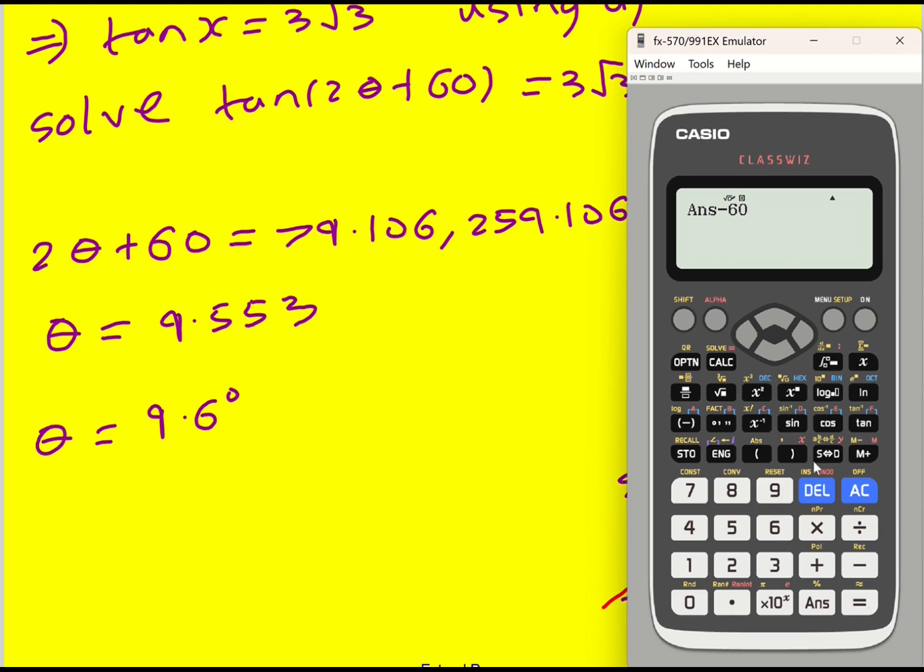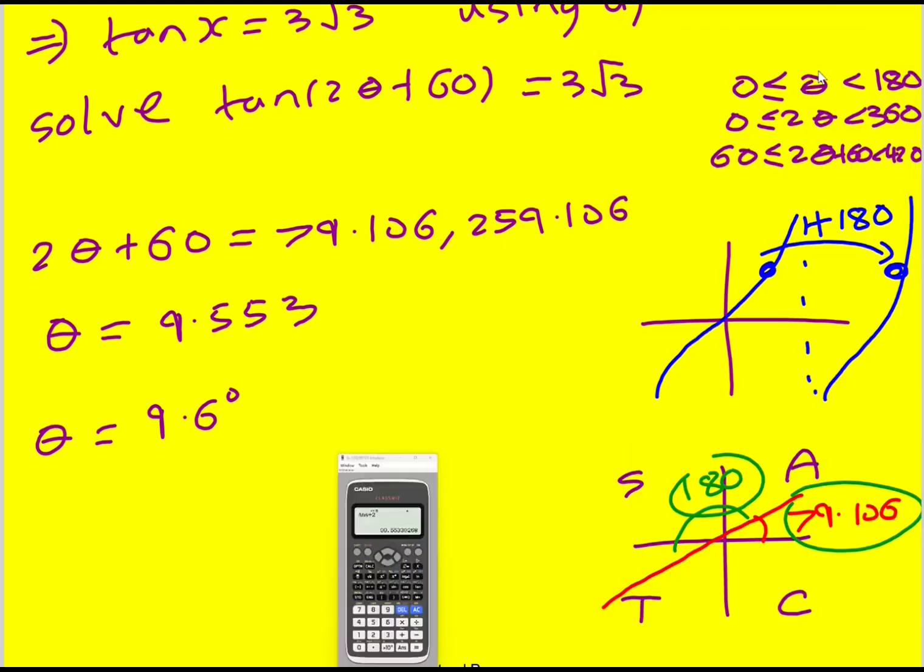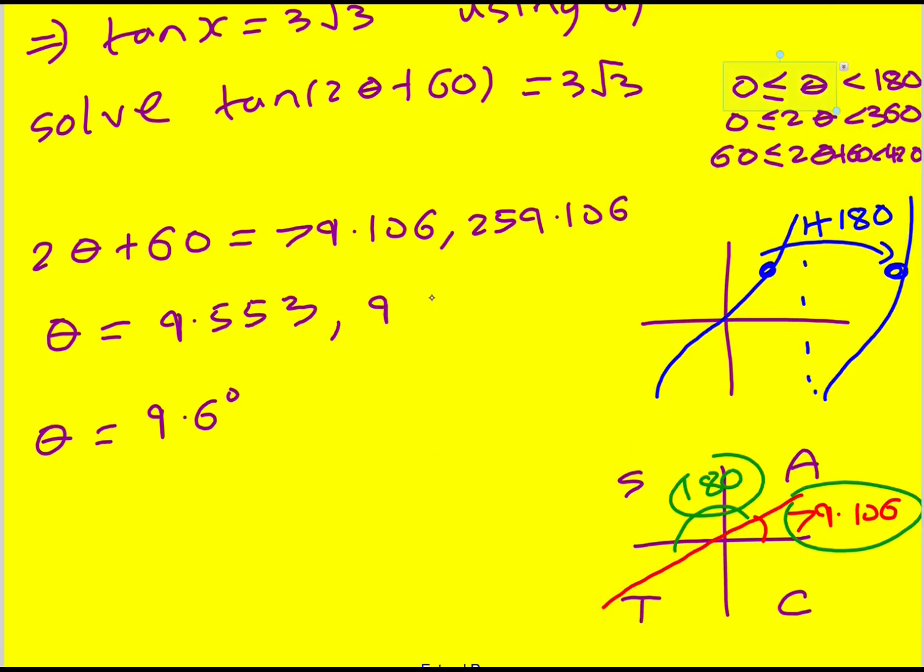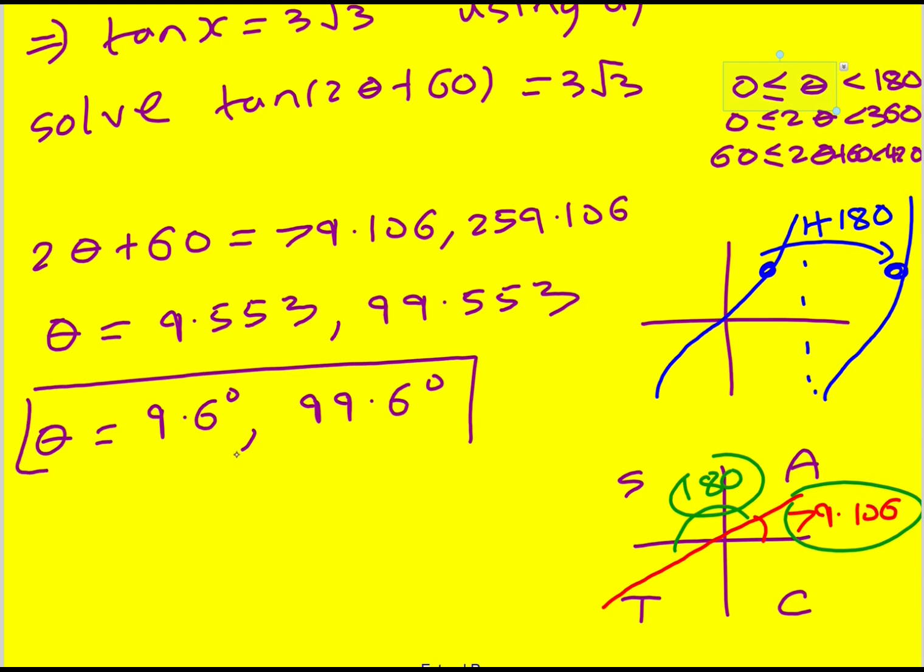Don't do it all in one go. You should know this, of course. Put it in brackets, or I've been a bit lazy. I'm just pressing equals and then dividing by 2. 99.553, which gives us 99.6 degrees. Nicely done.